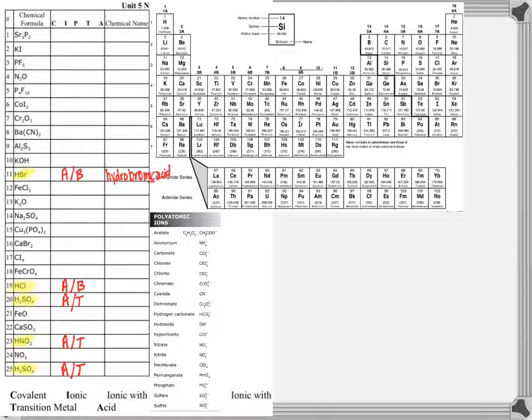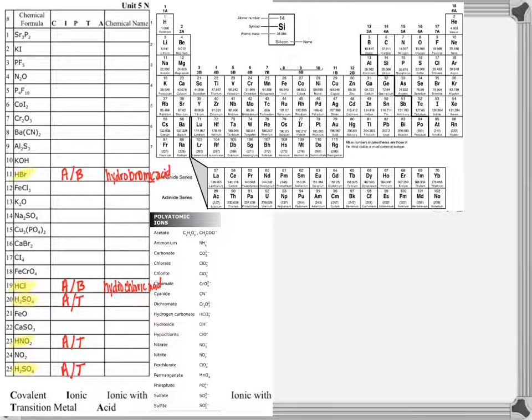Next, 19, we have again binary, so you're going to start with the prefix hydro, and this is chloric acid. Sorry, I'm running out of space here.